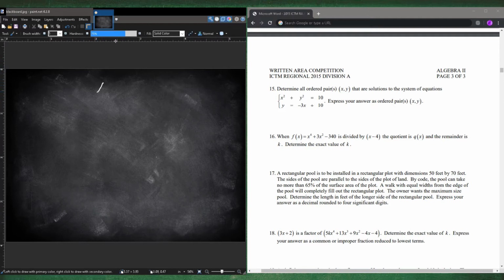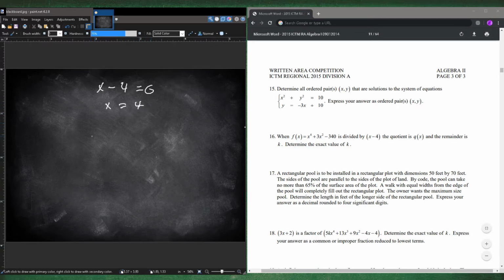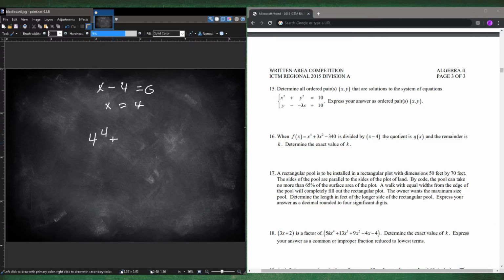So if it's x minus 4, set that equal to 0, so x is equal to 4. So we know what x is. X is now 4. Now we just plug in 4 into the equation. So 4 to the power 4 plus 3 times 4 to the power 2 minus 340. And then find that in your calculator. So 4 to the power 4 plus 3 times 4 to the power of 2, and then minus 340, and you get negative 36. So your remainder is k, and that means your answer for 16 is negative 36.